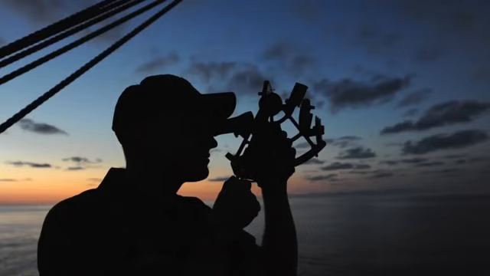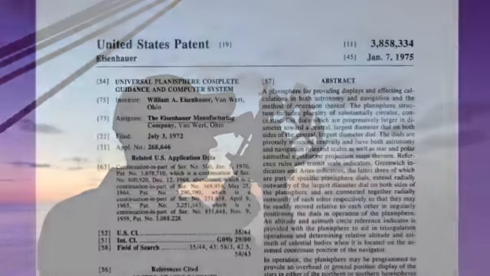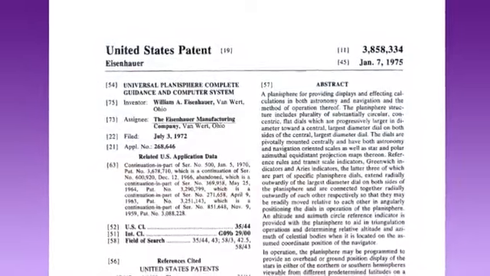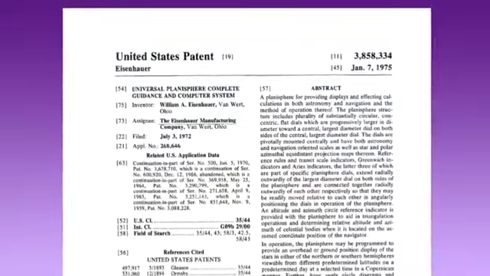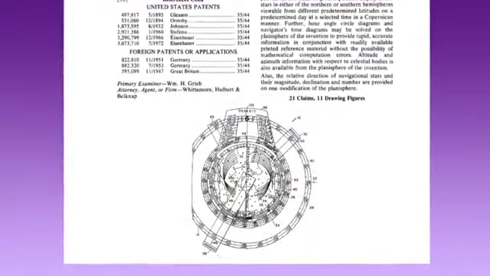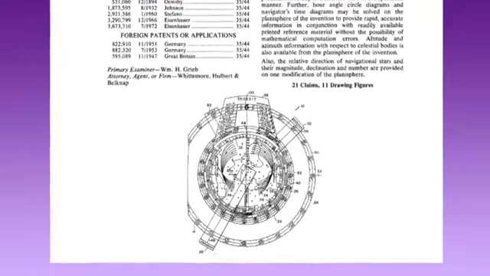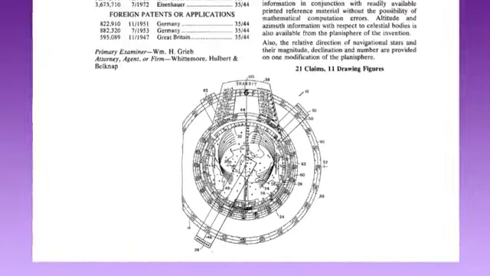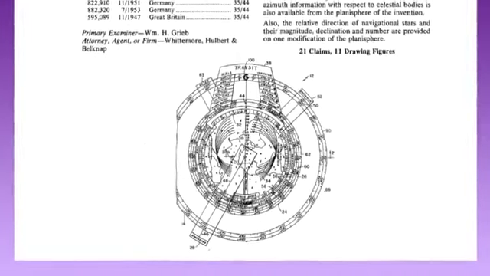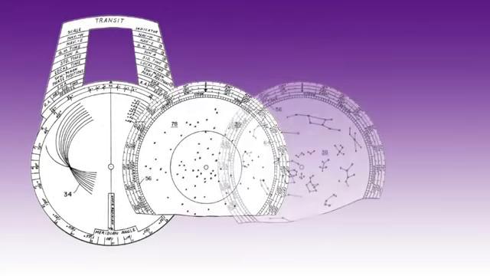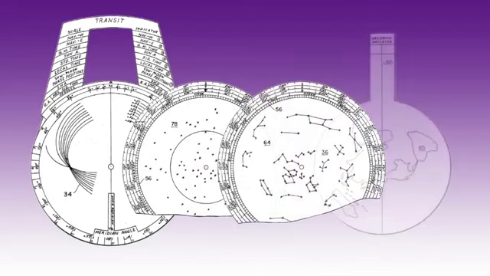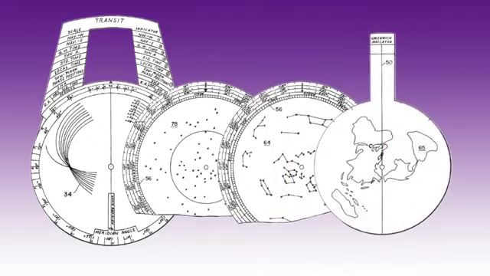At night, the stars provide so much more information, but the calculations are still subject to mistakes. So in 1975, Mr. William Eisenhower patented his Universal Planisphere Complete Guidance and Computer System. It looks rather complicated, so let's simplify it a little. Essentially, it's a series of discs that are riveted together so they can rotate over each other. The principal discs show the sun and the moon positions in the sky, and 2 discs show the principal stars and constellations in the night sky. Another disc shows the surface of the Earth and the principal land masses.